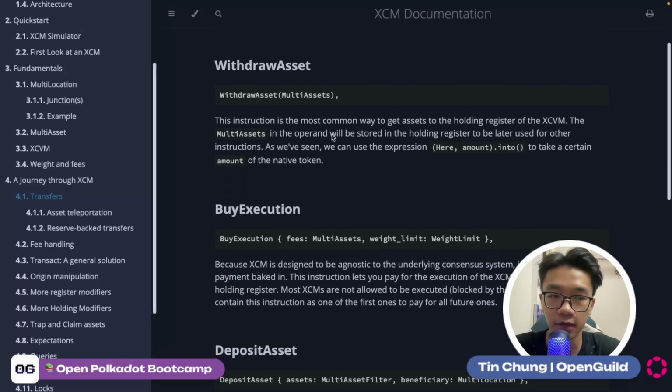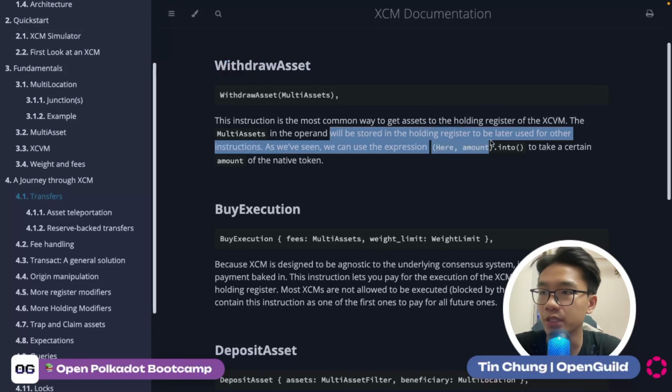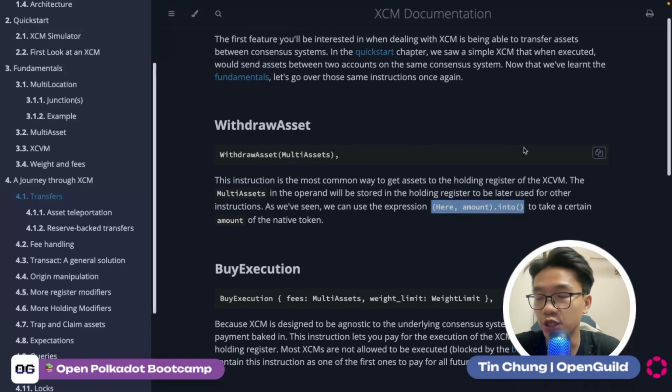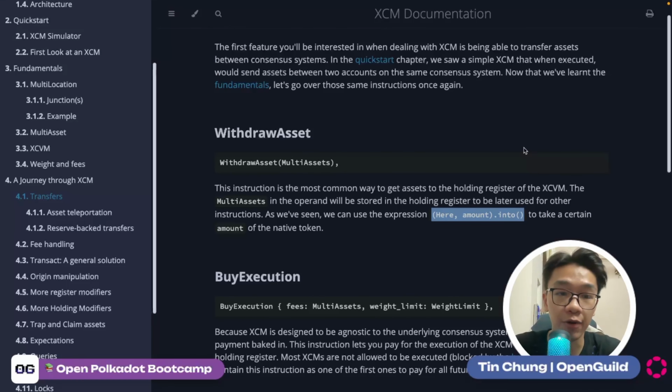And how does this look? The first instruction that we would use is WithdrawAsset. The WithdrawAsset instruction is the most common way to get assets to the holding register of the XCVM. The multi-asset in the operand will be stored in the holding register to be later used for other instructions. As we've seen, we can use the expression here, amount, to take a certain amount of the native token. This here is the location of the asset that we already learned. So here is the parent, and the asset, and the amount is the value of the asset. What this means is it points to the asset of the current chain with the total amount.